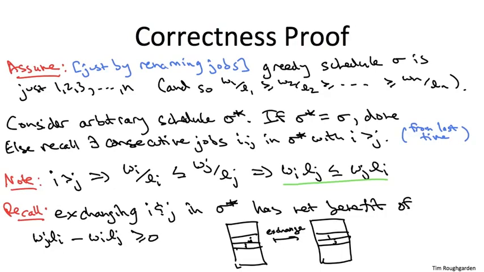If i and j have exactly the same ratio and we exchange them, then the cost equals the benefit, so the net change in the objective function is 0. So we can only claim that by inverting i and j, we don't make sigma star worse. It can only get better. It might stay the same. So let's see why that's good enough to nonetheless complete the proof.